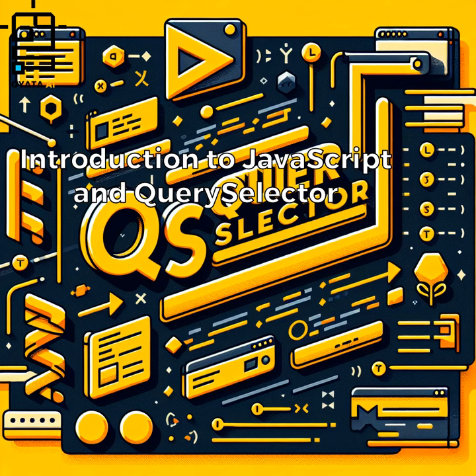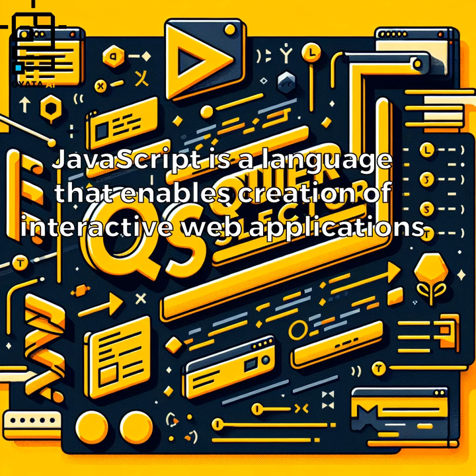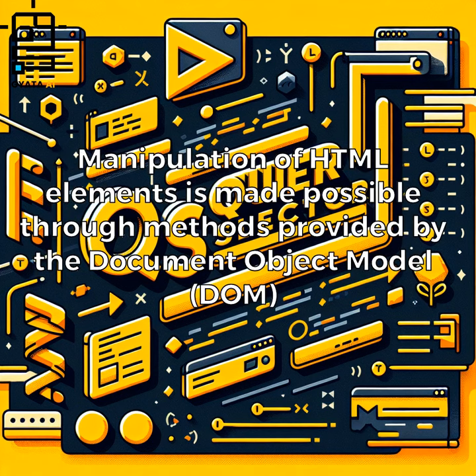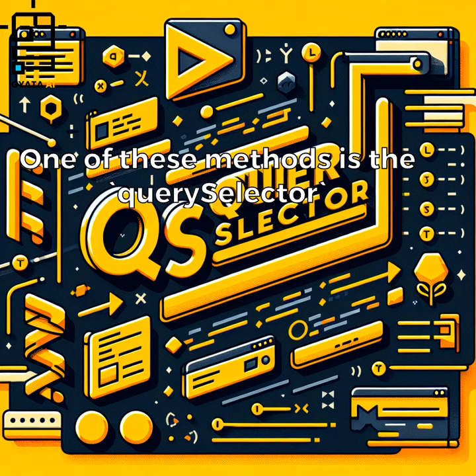Introduction to JavaScript and querySelector. JavaScript is a language that enables creation of interactive web applications. Manipulation of HTML elements is made possible through methods provided by the Document Object Model. One of these methods is the querySelector.